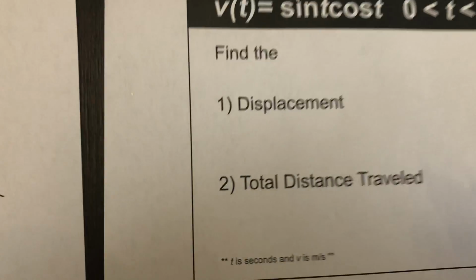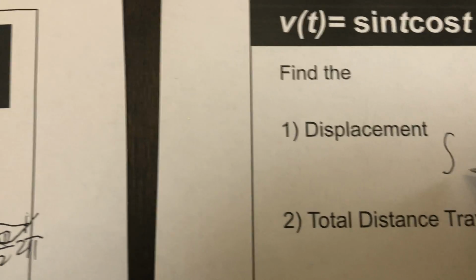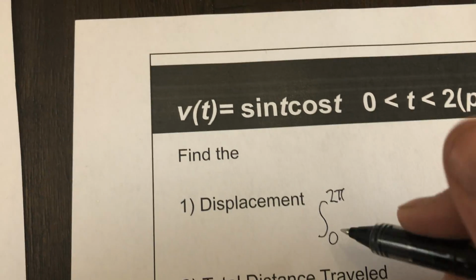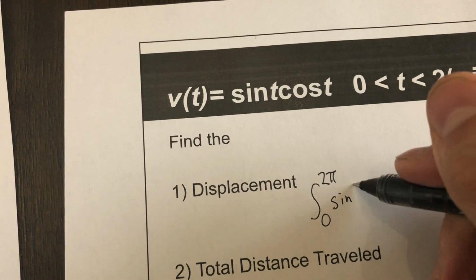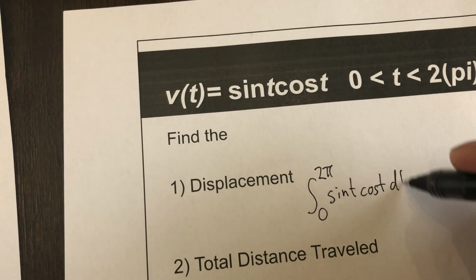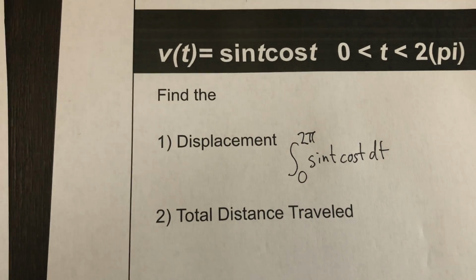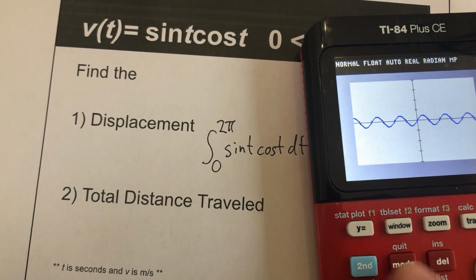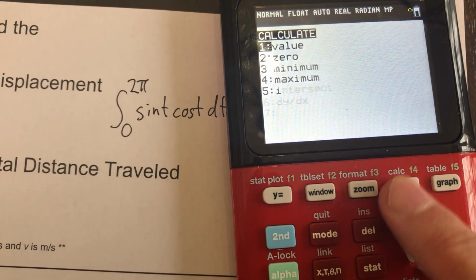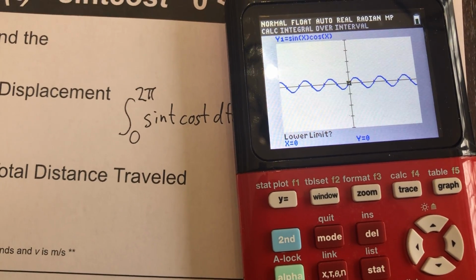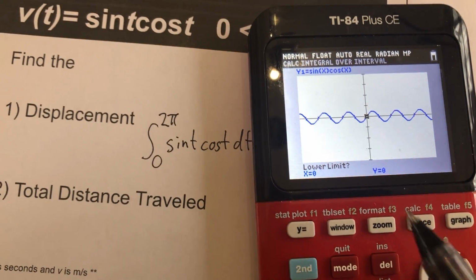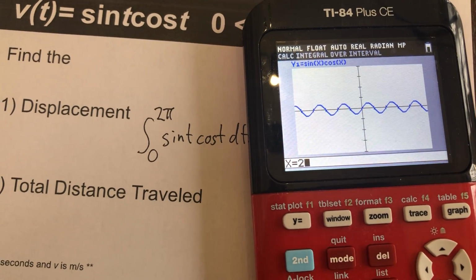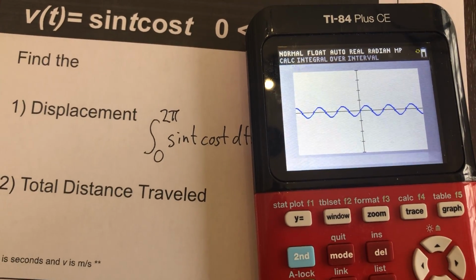But the easiest way to do that for us is to do the integral from 0 to 2 pi of our function, sine t, cosine of t with respect to t. And that's going to keep the positive positive, negative negative, and it'll kind of tell us where we end up. So I can hit second calc, go down to option 7, and it'll say lower limit. Our lower limit is 0. What's your upper limit? I'm going to put 2 pi.